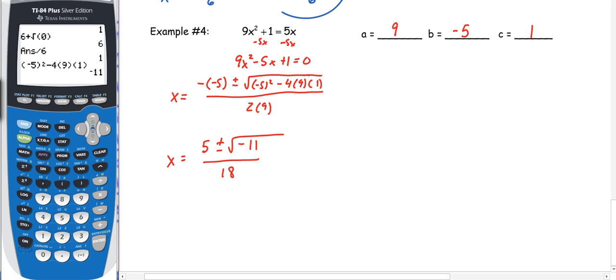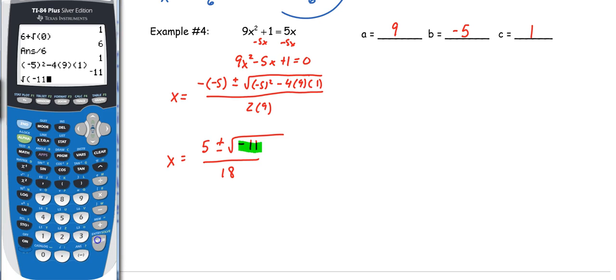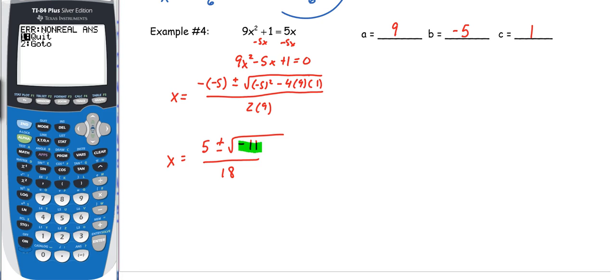Now here I have a negative number underneath my square root. When I get a negative number underneath my square root, remember negative square roots are not possible, because if I do the square root of negative 11, my calculator says non-real answer. So whenever this happens and you have a negative underneath your square root, this is a no real solution. So we will not get a value for x in this case.